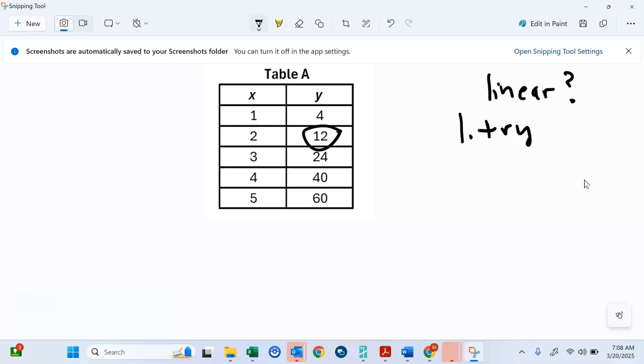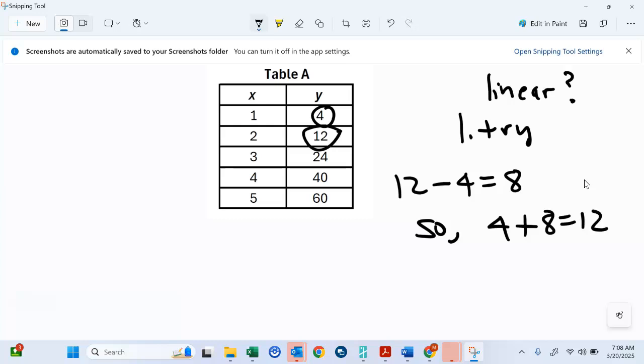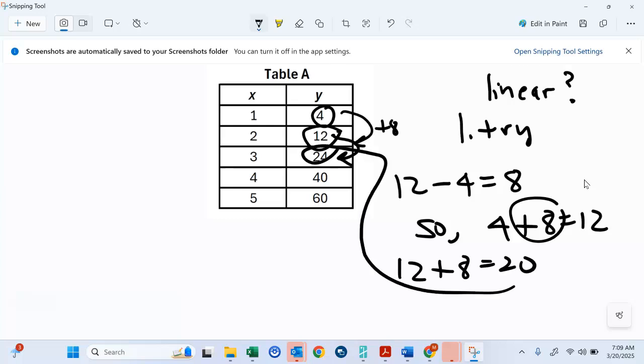So what we do is we take the second number, we go 12 minus this number, 4, and that equals 8. So 4 plus 8 equals 12, okay? So is it plus 8? Well, let's see if it continues. So if it's plus 8, 12 plus 8 equals 20. So is this equal to 20? No. That's 24. So it is not linear. So now we're going to try to see if it's something else.